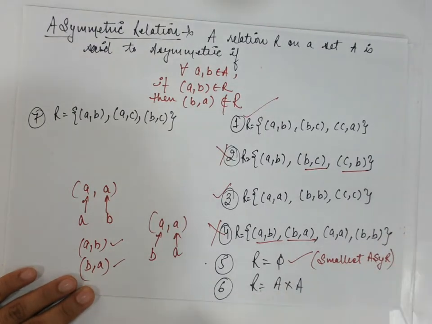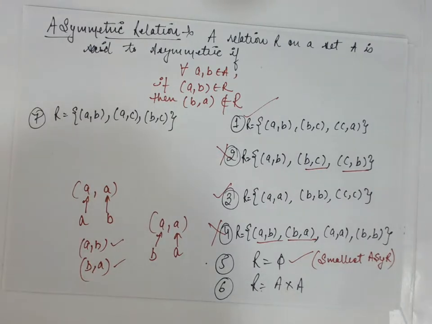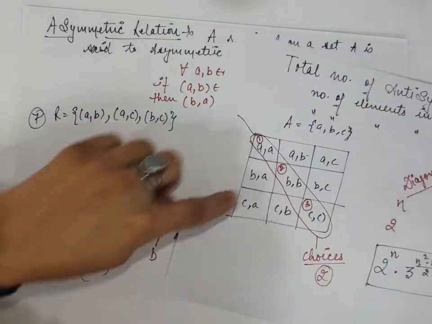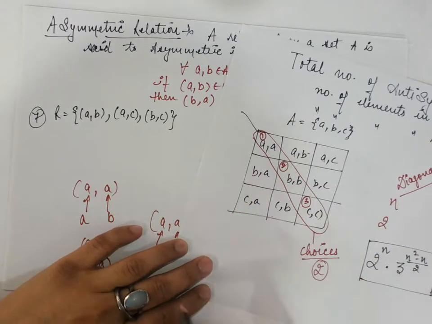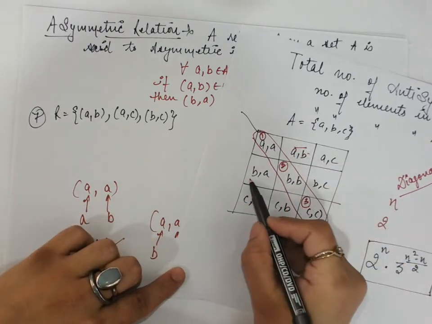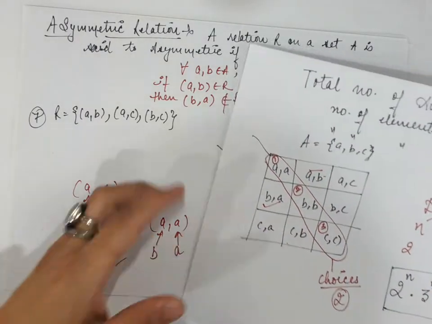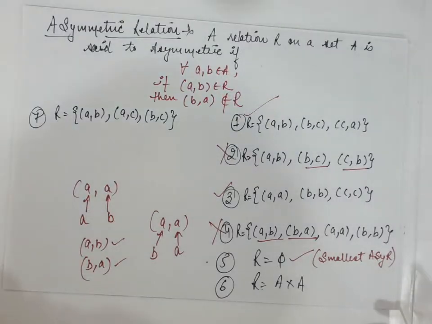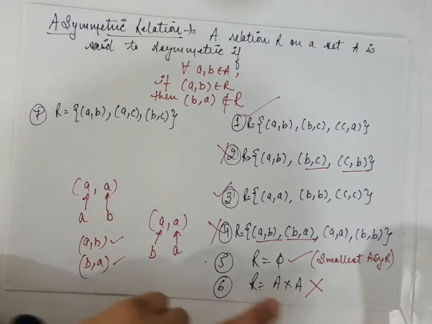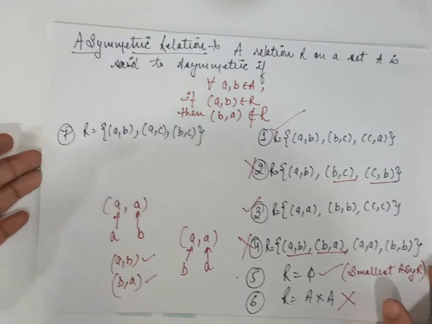AA means the Cartesian product. This is the Cartesian product. Here AB is present, then BA is also present in a Cartesian product, which is not allowed by asymmetric relation. Therefore, R is equal to AA is not an asymmetric relation.